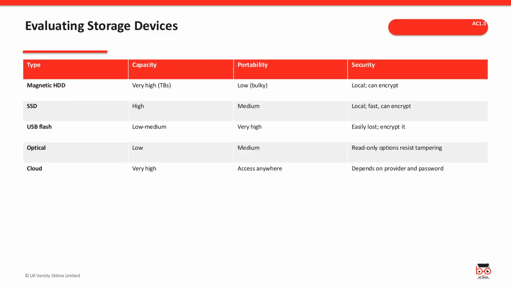Line those up against what you care about and the picture sharpens. A magnetic hard drive offers enormous capacity, into the terabytes, but it is bulky and stays local. An SSD gives high capacity and real speed and can be encrypted. A USB flash drive is supremely portable but easily lost, so encrypt it. Optical discs come in read-only forms that resist tampering, while cloud storage lets you reach your files anywhere. But its safety rests on the provider and your password.